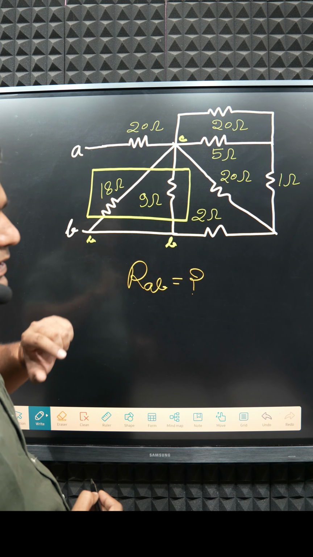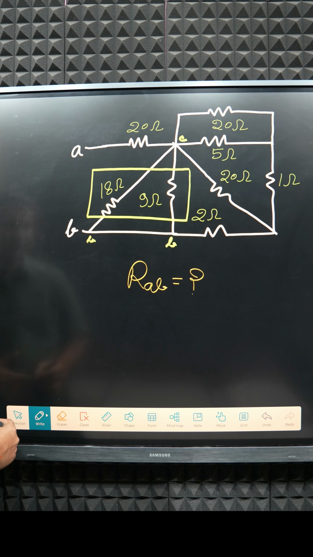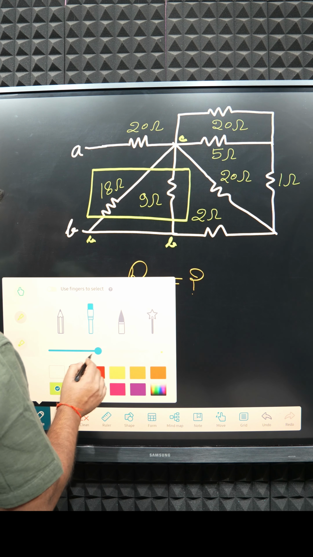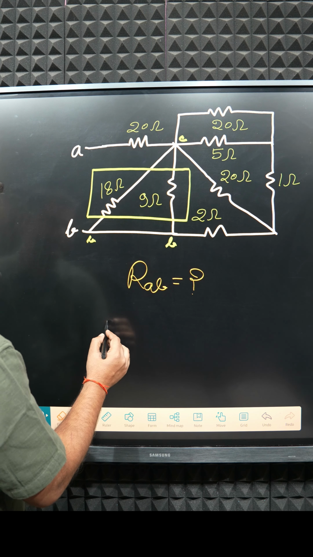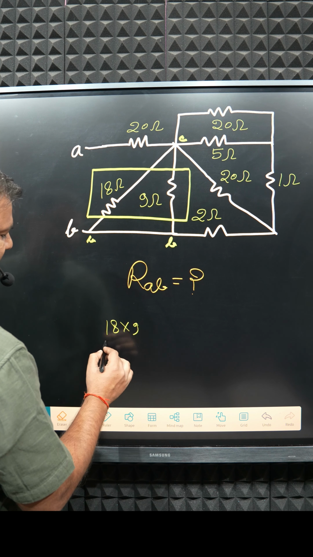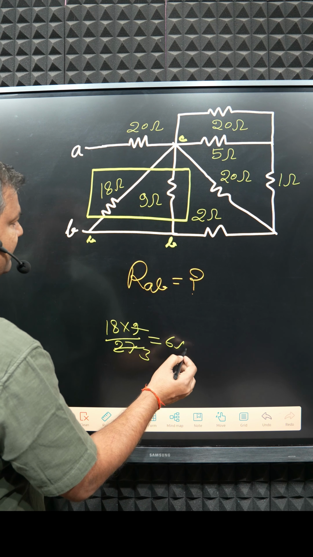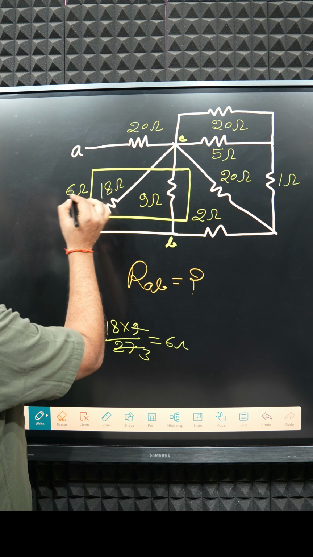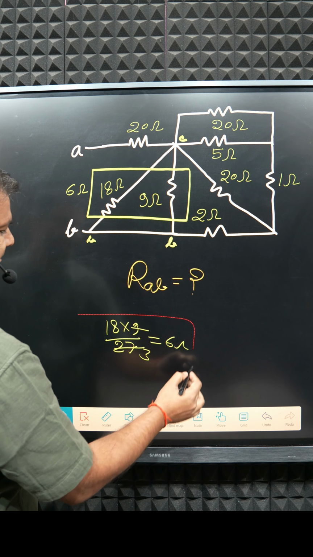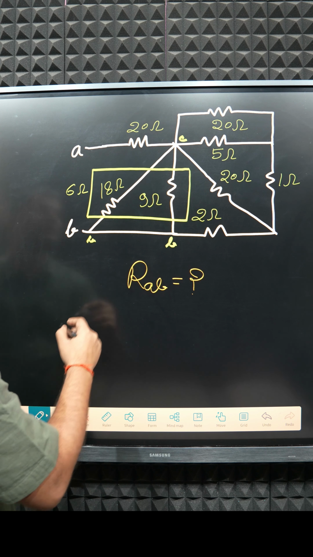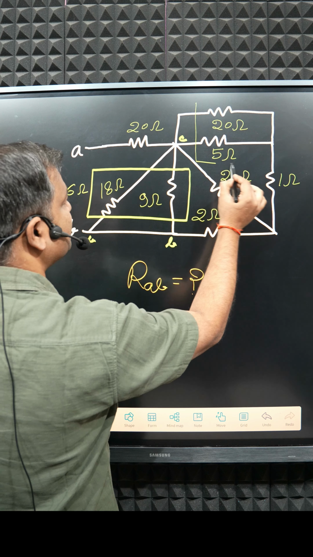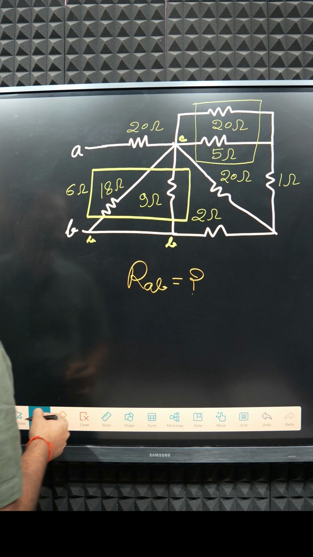18 into 9 divided by 27 is how much? Simply you can say that 18 into 9 divided by 27 is 6 ohm. So basically that one is a 6 ohm combination. I hope it is clear. Now after that, if you see, these two parts are also parallel.